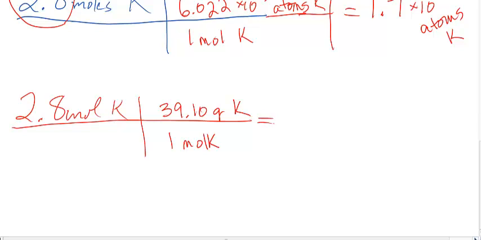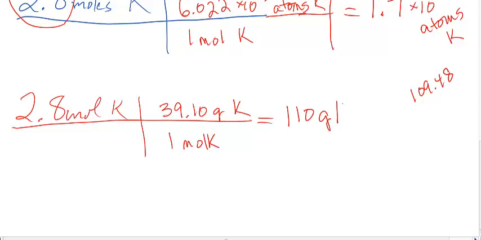Okay. Plug that into the calculator, and I get 109.48 grams of potassium. I'm going to write that off to the side because I have to think about sig figs. I only want 2 sig figs. I guess I need to round that up to 110. Sounds good to me.